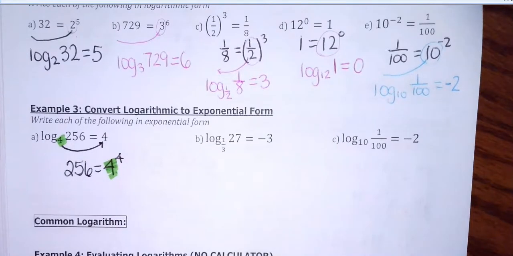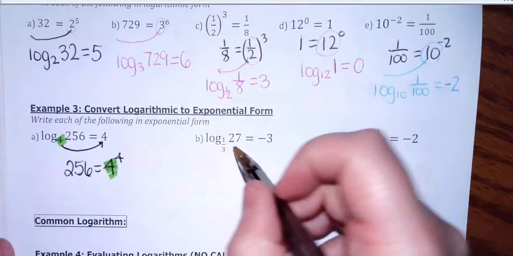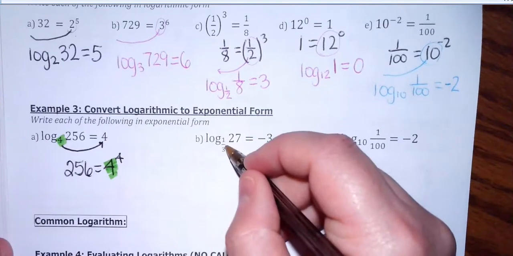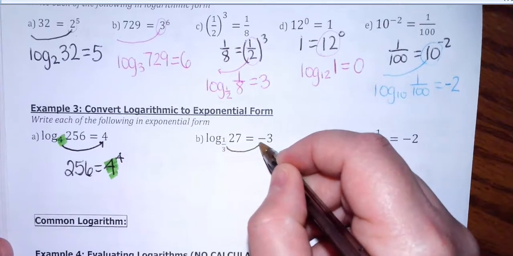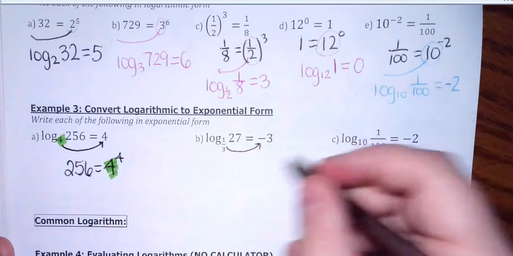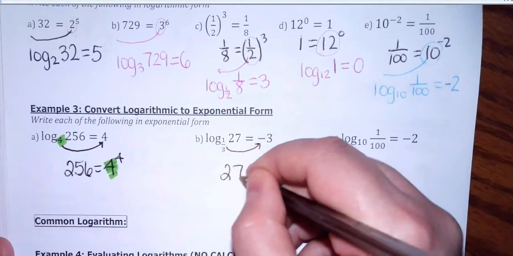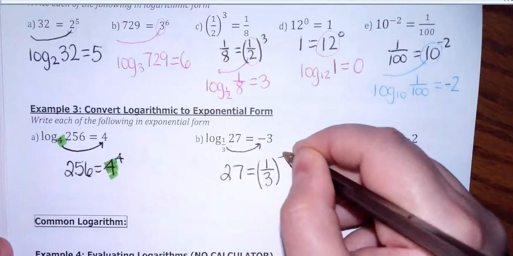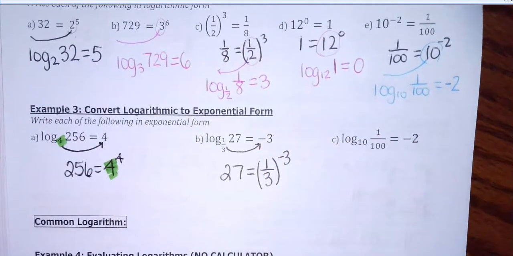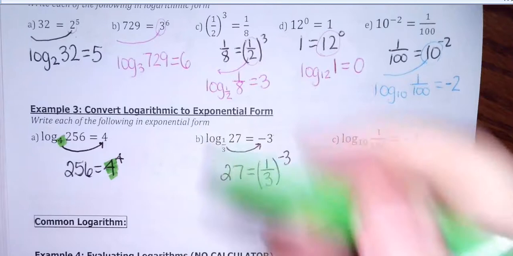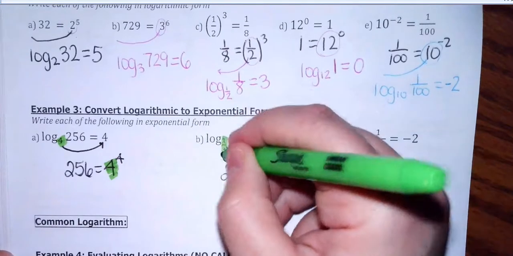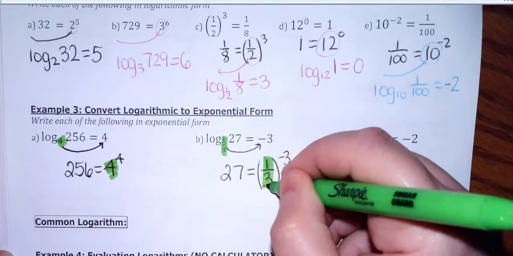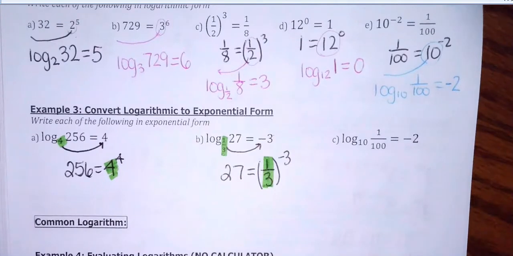Let me do one more here. Okay, so to get rid of the log, you swing the base to the other side and it pushes that number up into an exponent. So this one would be 27 is equal to 1/3. I'll put that in parentheses so it's a little easier to see, to the negative third. So when I swing this, the base of my log becomes the base of my exponent in the exponential form.